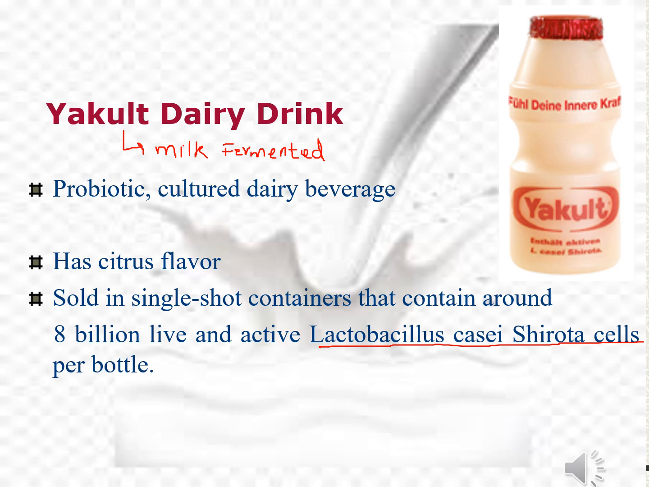The second one is Yakult dairy drink. Yakult and Yakult Light is a delicious probiotic fermented milk drink. It is a probiotic cultured dairy beverage that has a citrus flavor. It is sold in single shot containers that contain around 8 billion live and active Lactobacillus casei Shirota cells per bottle.